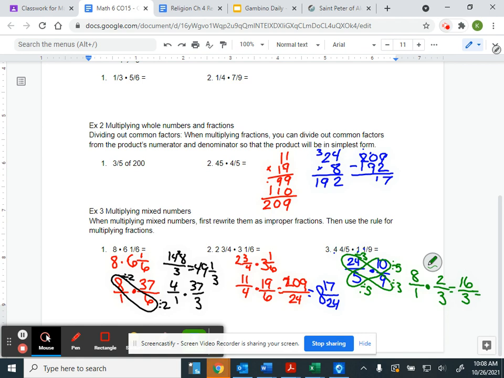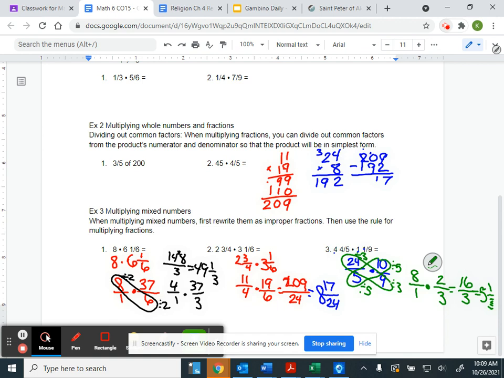That is improper. I can pull 3 out of 16 5 times. 3 times 5 is 15. So that's 16 minus the 15. I'm left with 1. So my answer is 5 and 1/3.